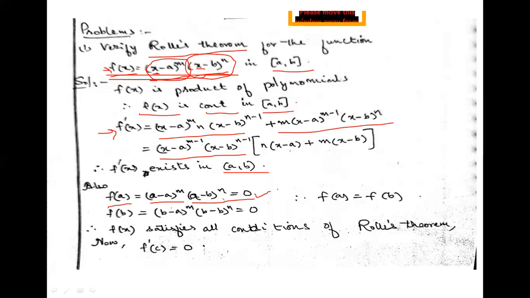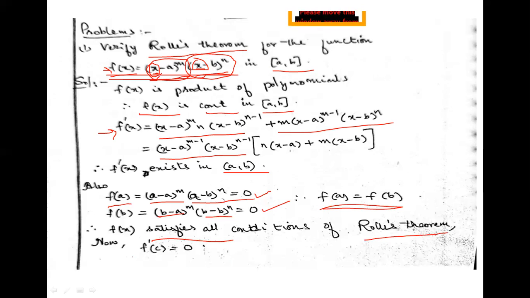Similarly, f of b. Instead of x, you have to substitute b. So in this equation, (b minus a) power m into (b minus b) power n. B minus b will be 0. 0 into anything is 0. Hence, f of a is equal to f of b. It satisfies all the conditions of Rolle's theorem. Then we can apply Rolle's theorem.